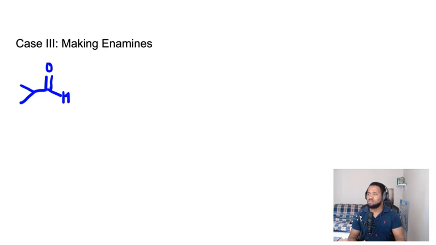What happens is when the aldehyde is introduced, we have pyrrolidine that is going to be introduced as well. In this case, we have a nitrogen with a hydrogen, and then we have a 5-membered ring created.